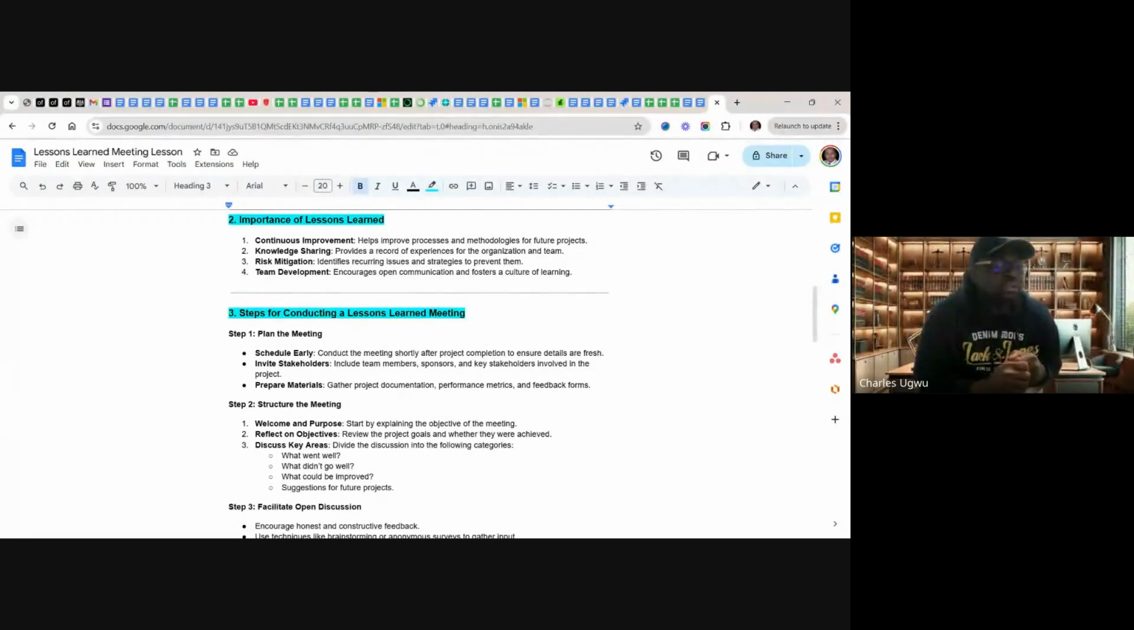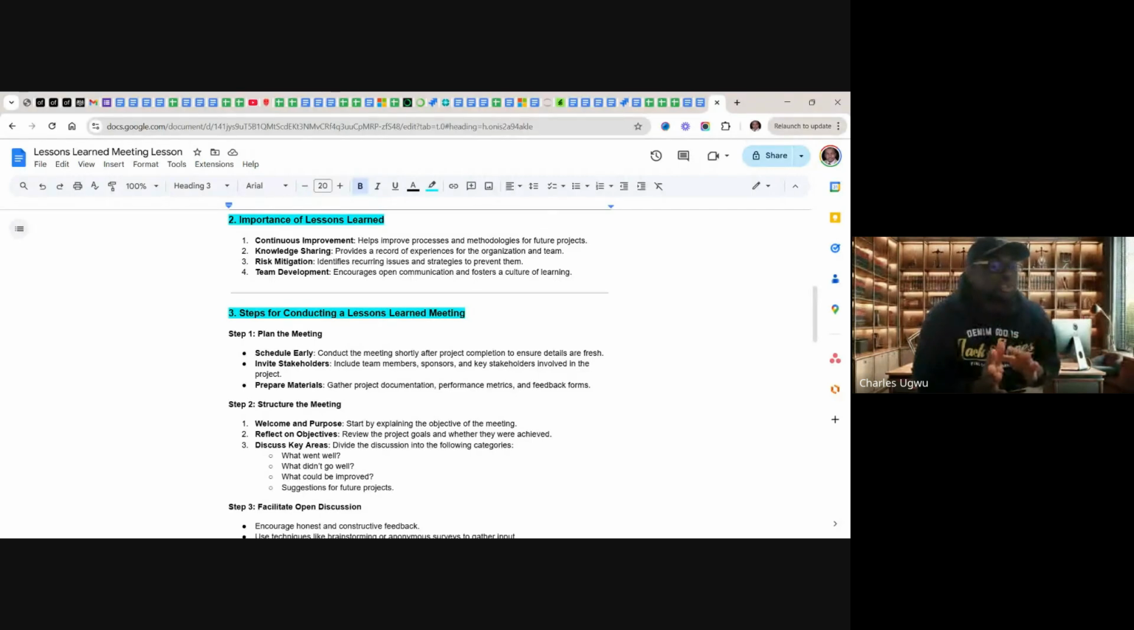Invite stakeholders, team members, sponsors, and key stakeholders involved in the project. Prepare materials, gather project documentation, performance metrics, and feedback forms. So in some cases, you issue feedback forms for team members to fill in, just to capture their experience or their feedback on the project. Let them give their review. You know, it's kind of a review.